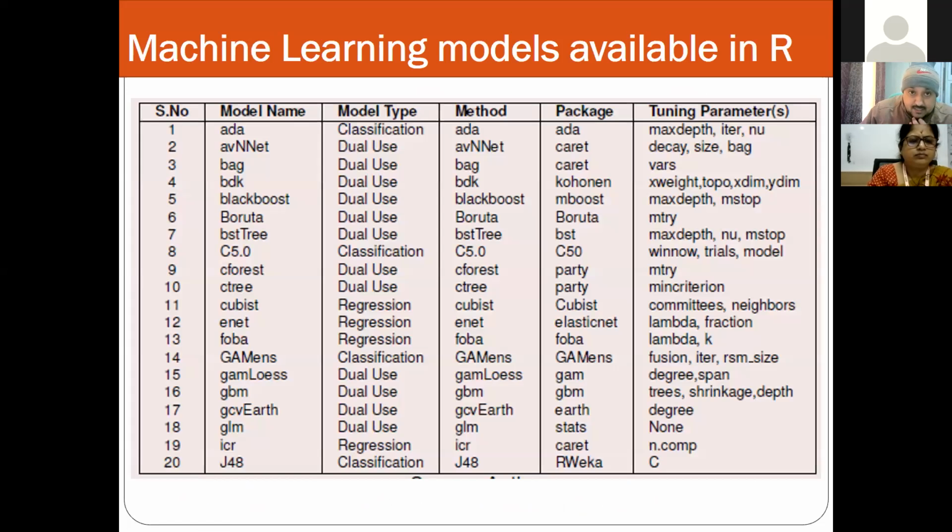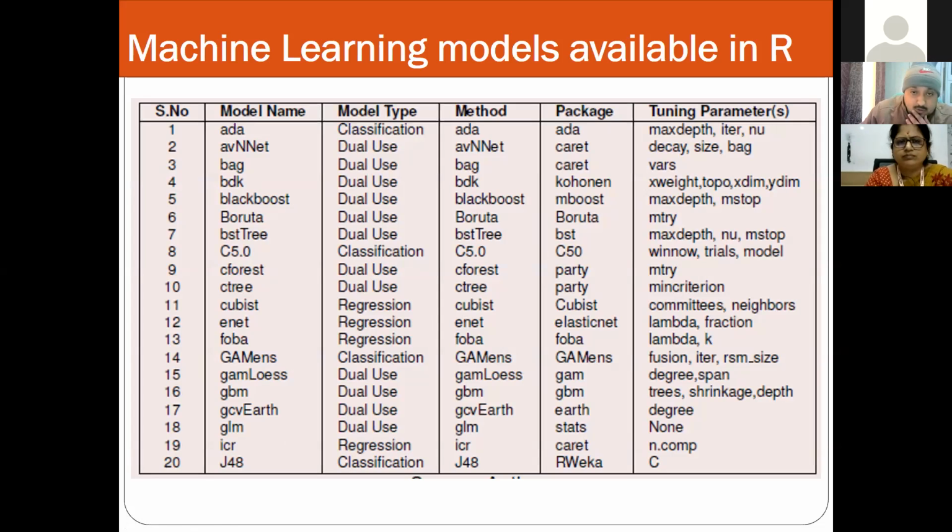And these are some models that are available in the R language. AdaBoost classification, similarly the BlackBoost is also available. Similarly, the C5.0 classification is available in our R language. And J48 will be there. It is like database classification as well as regression. Dual use means classification as well as regression, which can be utilized in both ways. So these are already available in our R language. We will install the package before utilizing these models.